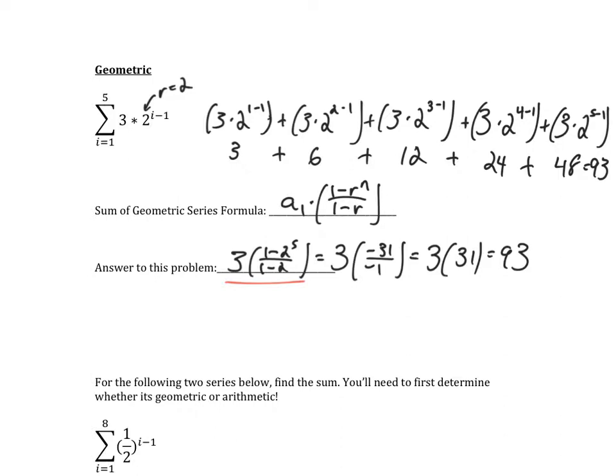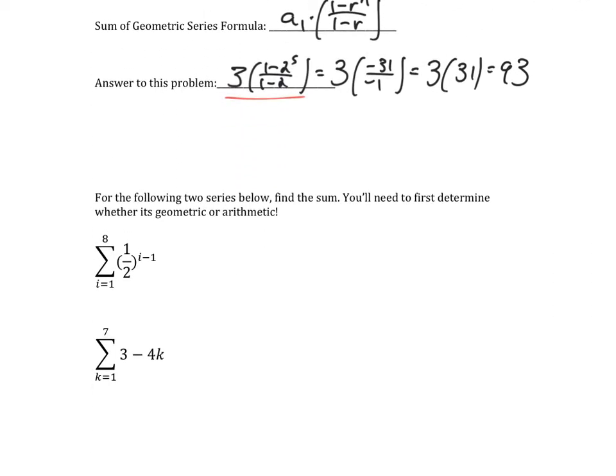All right, so let's do a couple here, and then it'll be time to go. So it says, for the following two series below, find the sum. You'll need to first determine whether it's geometric or arithmetic. Those are the only two options here. It looks like the first one is my geometric one.